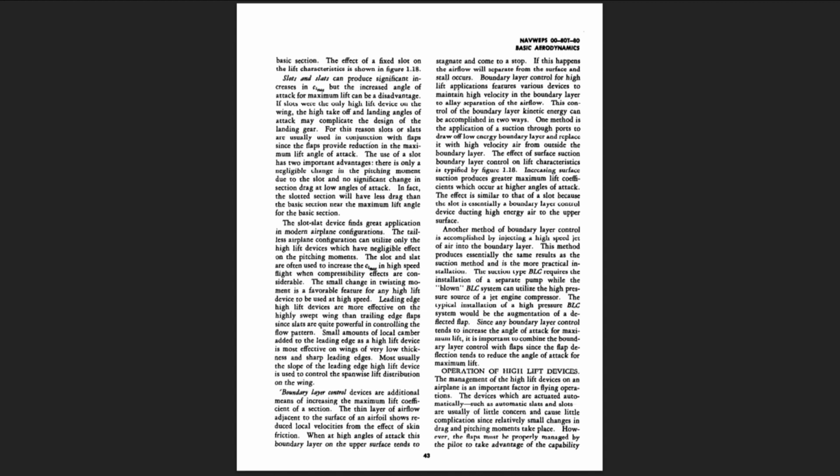Boundary layer control for high lift applications features various devices to maintain high velocity in the boundary layer to allay separation of the airflow. This control of the boundary layer kinetic energy can be accomplished in two ways. One method is the application of suction through ports to draw off low energy boundary layer air and replace it with high velocity air from outside the boundary layer.